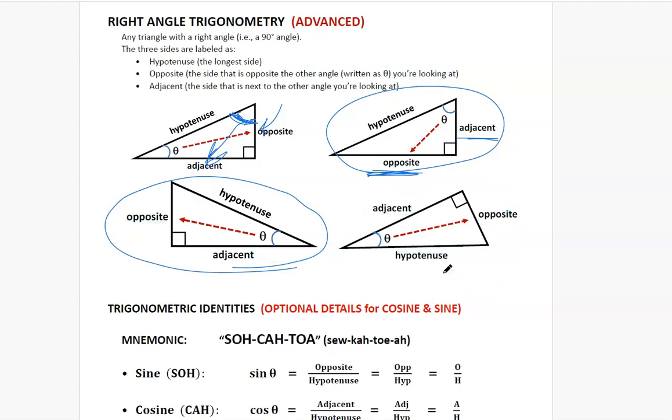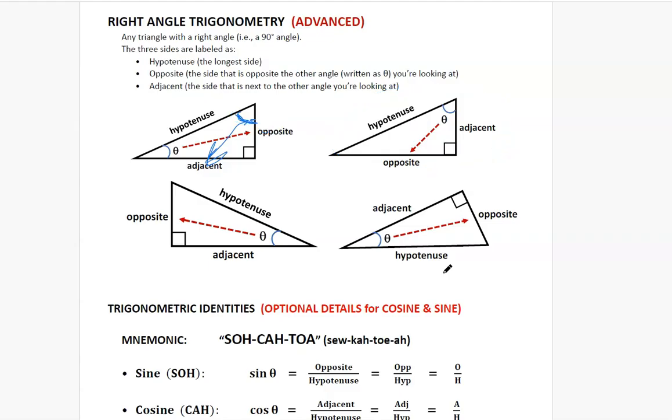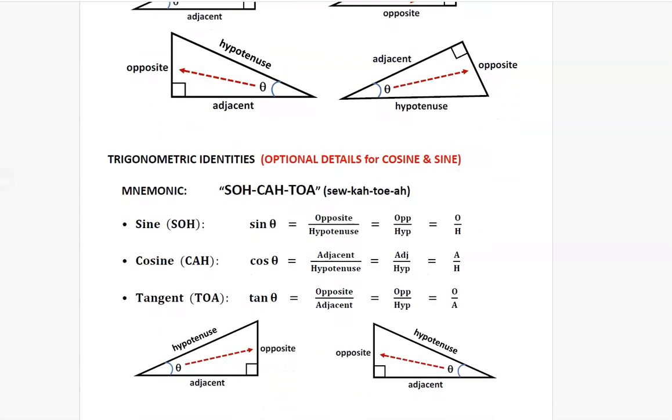Okay, now, once you have labeled which angle you're interested in, and you've labeled the sides as opposite, adjacent, and hypotenuse, now you can actually identify the values for sine and cosine of the angle you selected. I've redrawn the triangles down here on both sides. I've used the same angle, I just flipped the triangle opposite each other.